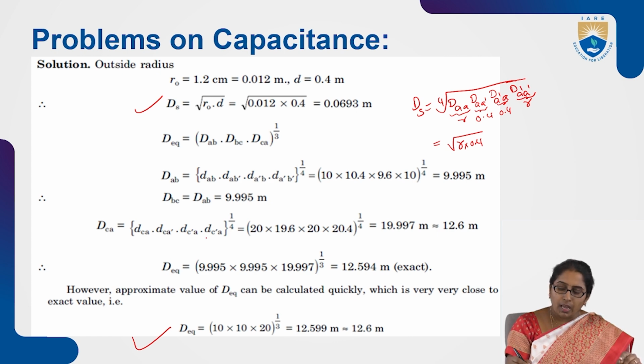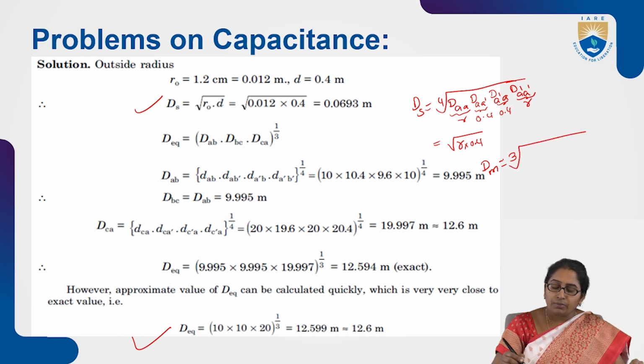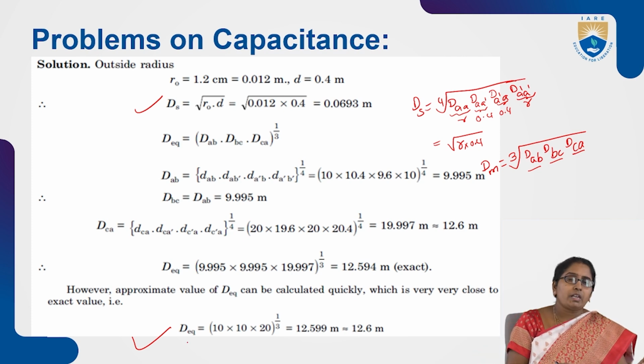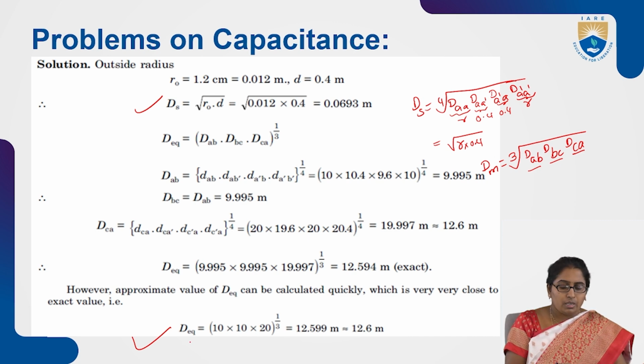Now coming to the mutual GMD. How can we calculate it? Directly we can calculate it from the distances between the phases: DAB, DBC, DCA. From the diagram, DAB is 10 meters, DBC is 10 meters, and the distance between conductors C and A is 20 meters. That is how we can directly calculate Dm, the mutual GMD. Here they call it D equivalent, but it is better to use the same terminology we used in the inductance calculation. So this is Dm.